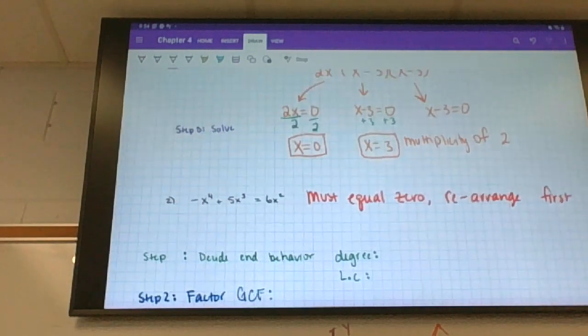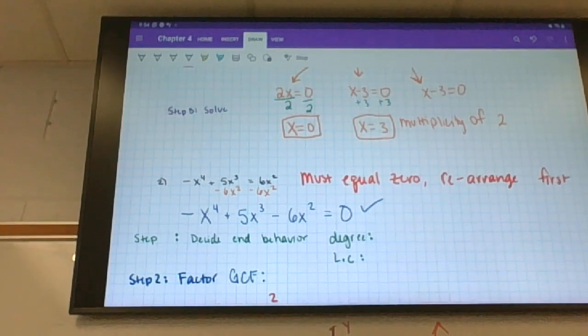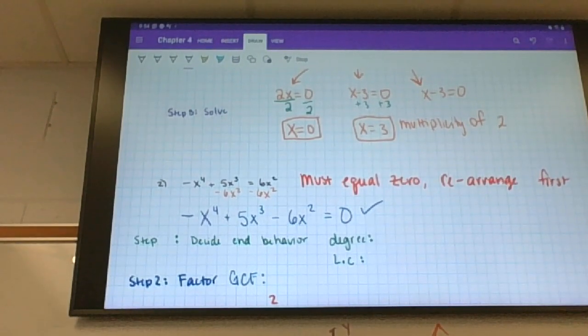So this isn't ready to go. I can't even begin until I take this 6x squared over to the other side. So the real thing I'm focusing on is negative x to the 4th plus 5x to the 3rd minus 6x squared equals 0. Now that it's equal to 0, we're ready to start. So you need to figure out if you think it's even or odd, positive or negative, and start to picture how you think the arrows should look.